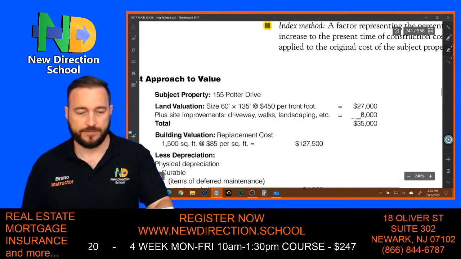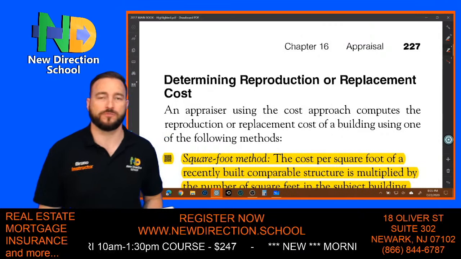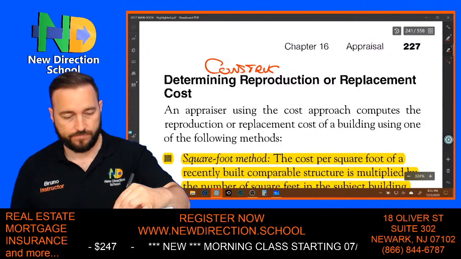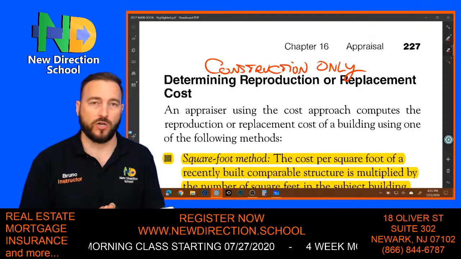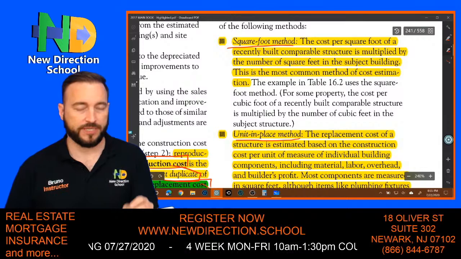Something to remember here is determining reproduction or replacement cost. Like I said, it is based on the construction. So this is construction only. This is not the land value. This is not depreciation or appreciation. This part, determining the cost, is based on construction only. And there are two methods that are currently used, the square foot method or the unit in place method. These are the only two that are highlighted, if you guys see it.